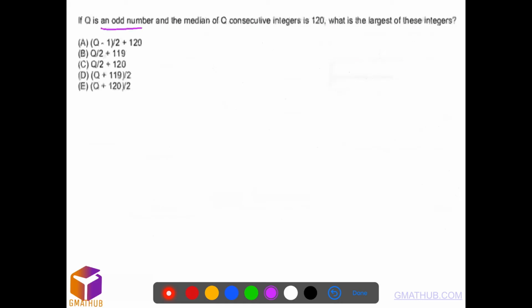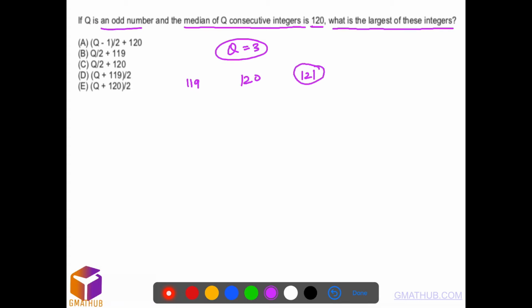Q is an odd number and the median of Q consecutive integers is 120. So, odd number, let's say Q is equal to 3. So there are 3 consecutive integers, and 120 is the middle term. So 119, 120, 121. These are the 3 terms of the set. Now, which is the largest of these integers? The largest in this example that we've taken is 121. So if Q is equal to 3, the largest number should come out to be 121.